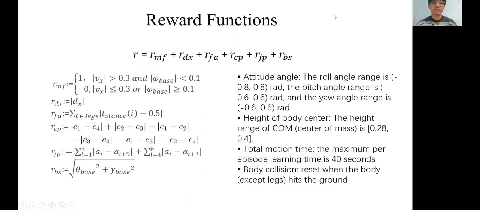And this is the most important part of our work. Reward functions. This line is the total reward function, and we can see the details in the paper. And also, the reset conditions are important. Reset conditions mean that when the robot faces a failure case, the reinforcement learning will start a new episode. It contains the attitude angle, height of body center, the total motion time, and body collision.